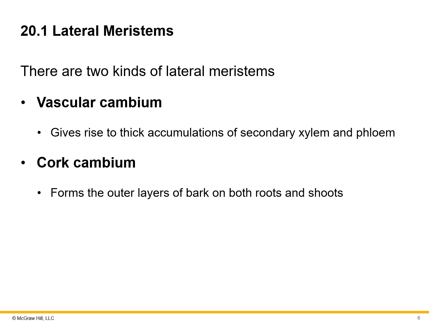Those lateral meristems: we actually have two different types of them. We just have one for the primary, the apical meristem, but we have two lateral. Vascular cambium gives rise to thick accumulations of what's referred to as secondary xylem and phloem. That's the vascular tissue. Then we also have cork cambium, which is going to be the outer layers of bark on both the roots and the shoots. So the most outer layer is the cork cambium, and then think about vascular, which is our xylem and phloem. That's referred to as the vascular cambium.